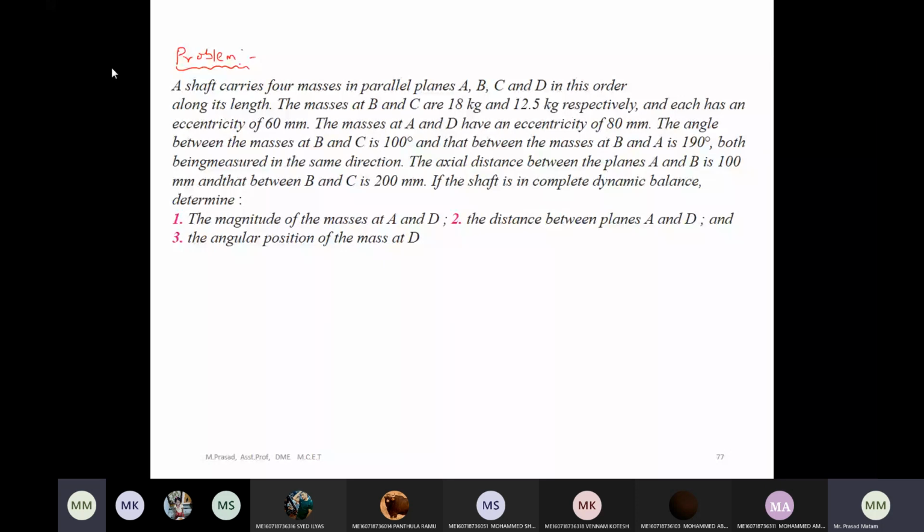Let us solve one more problem related to balancing of several masses rotating in several planes. First, let me go through the problem. Let us read this problem.